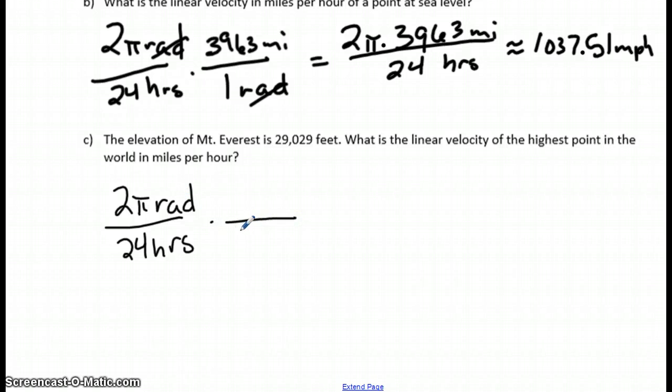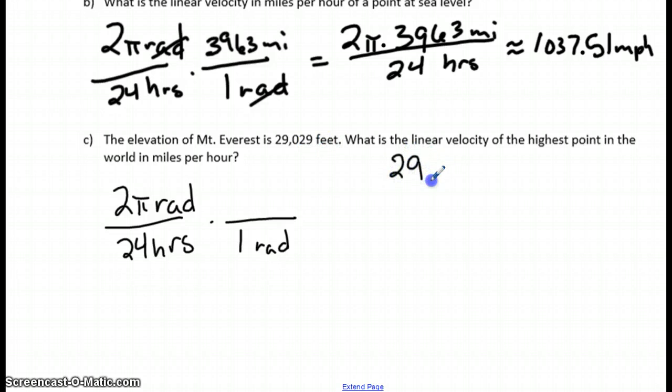Okay. Well, I know that 1 radian is equal to the measurement of our radius. What is our radius this time? Well, it's the radius of the Earth at sea level plus this extra distance to get to the top of Mount Everest. Well, I notice that this unit is in feet, so I have to convert this to miles.